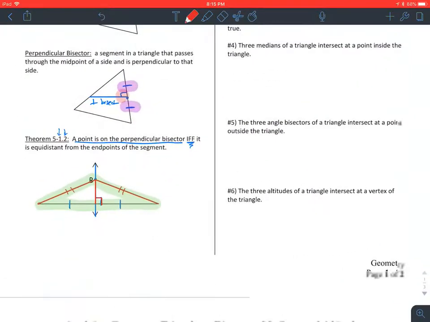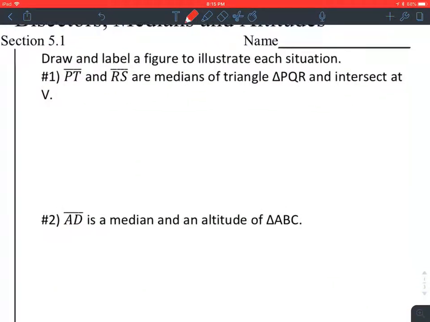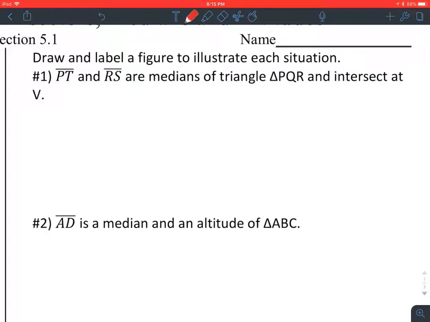Moving forward. Draw and label a figure to illustrate each situation.